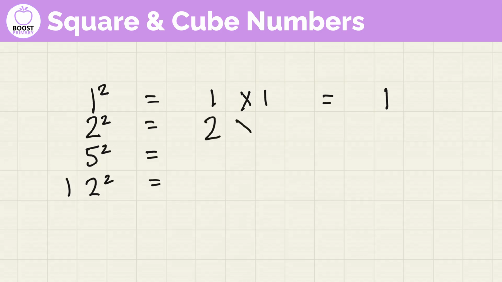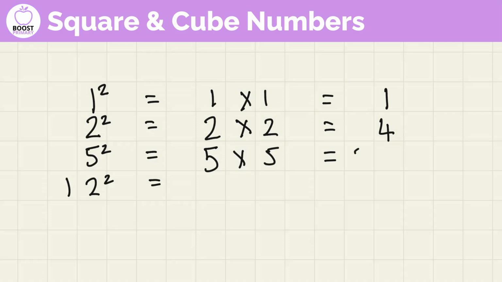2 squared means 2 times 2. The answer to 2 times 2 is 4. So 2 squared equals 4. 5 squared means 5 times 5. So the answer to 5 squared is 25.